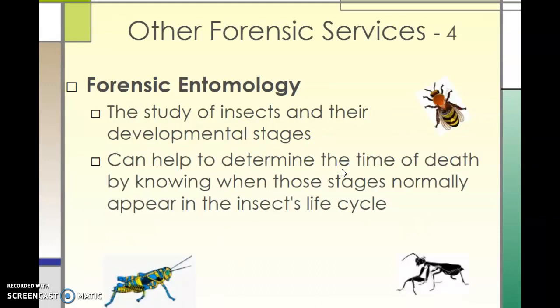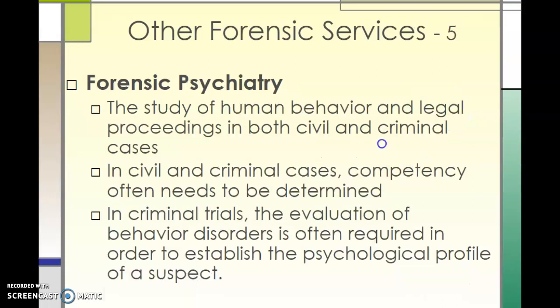And then there's forensic entomology, and this is a study of insects and their developmental stages. People use their developmental stages to actually determine how long somebody has been dead, because the bugs will show up in a certain amount of time after death and get into the body and start eating away at the remains. And then we have forensic psychiatry. This is a study of human behavior. While it can be very important, it also helps a great deal with people who have behavior disorders, and when they're trying to figure out who committed the crime, like what kind of person they would be.